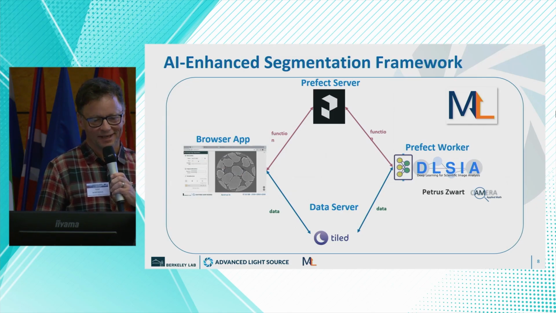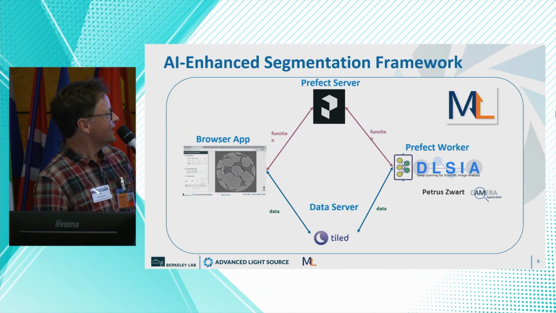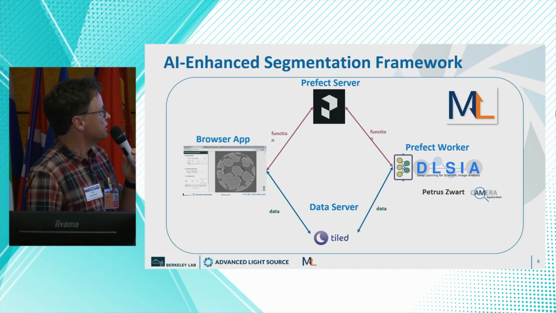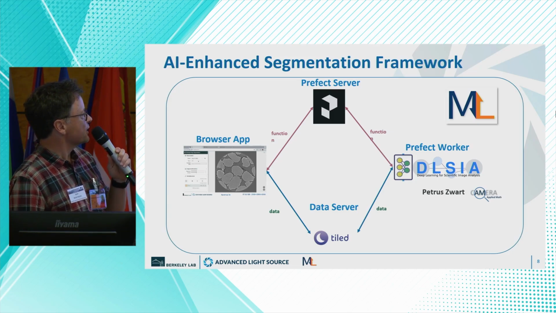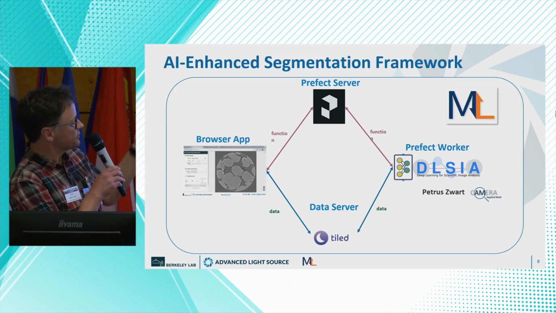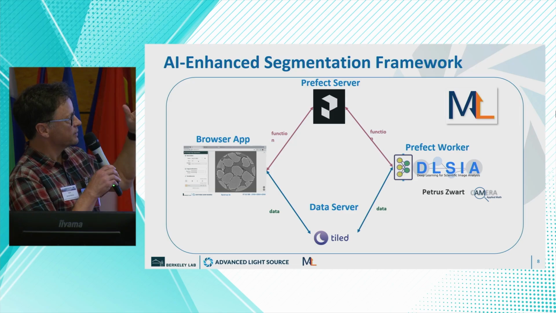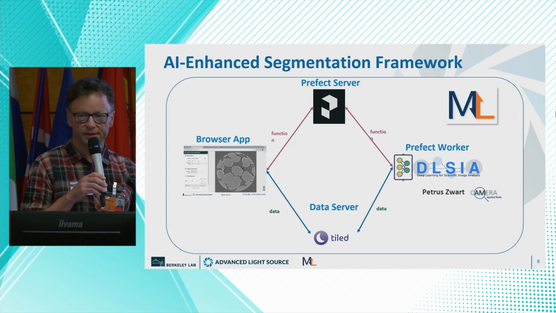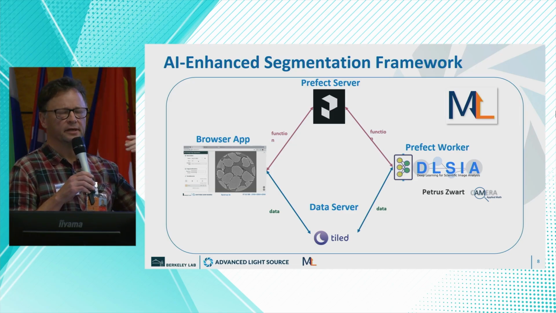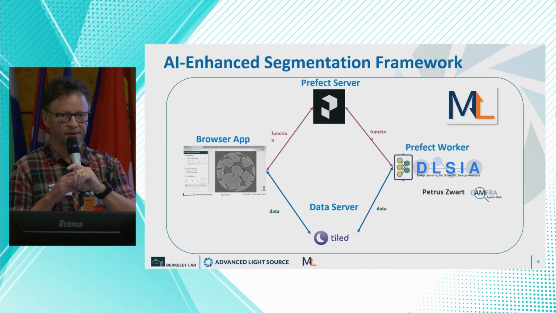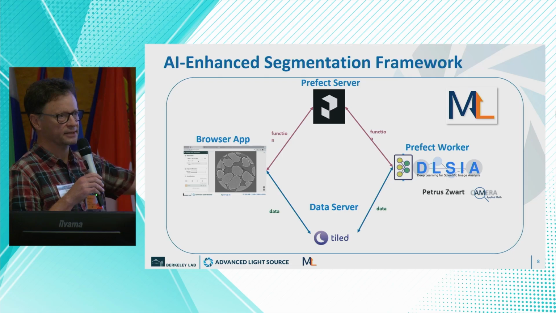I'm going to have to skip a little bit, but the browser application for segmentation, for example, sends messages to a Prefect server, which we're using almost like a queuing service, where the workers that do the processing can be located anywhere on any machine as long as it has HTTP access back to the Prefect server.